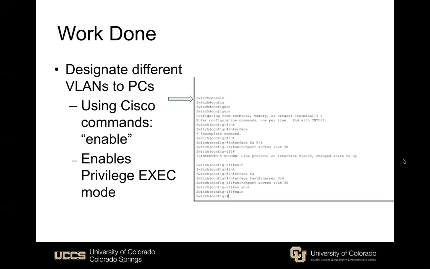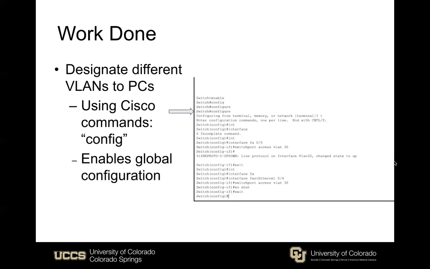Now, in order to actually designate the VLANs to the PCs, I had to use multiple Cisco commands within the Cisco configuration. And the first one that I used was the command enable. This enables the privilege exec mode, which leads into the next command, which is config, short for configure. This enables the global configuration.